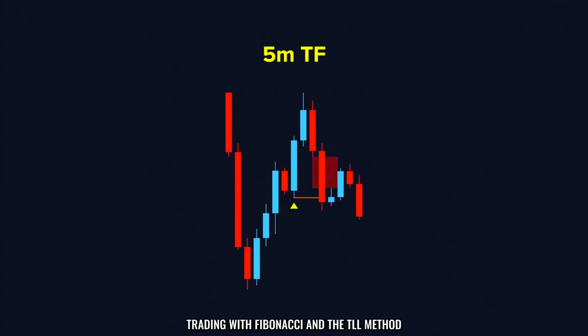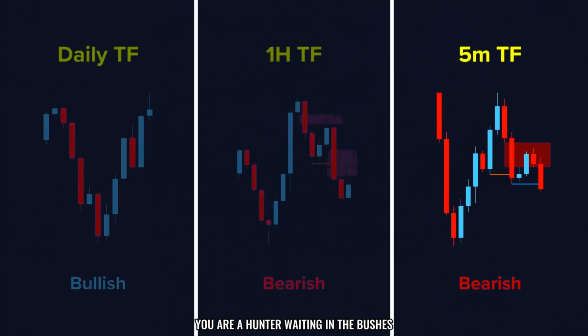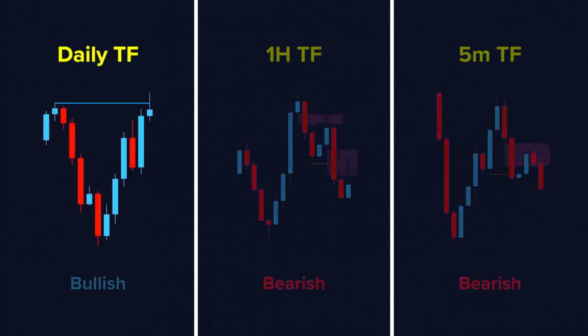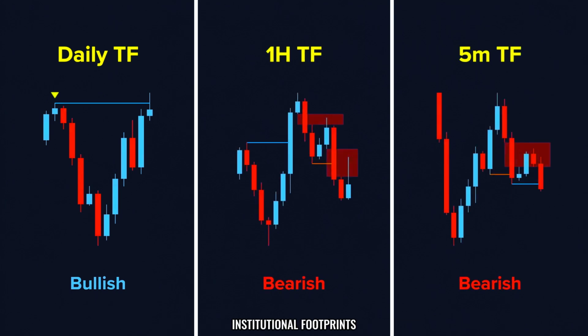Trading with Fibonacci and the T.L.L method requires extreme discipline. You are no longer chasing the price. You are a hunter waiting in the bushes for the market to step into your trap. Trend, level, and liquidity. If one is missing, there is no trade. Be patient. Let the retail traders lose their money while you wait for the high-probability institutional footprints.